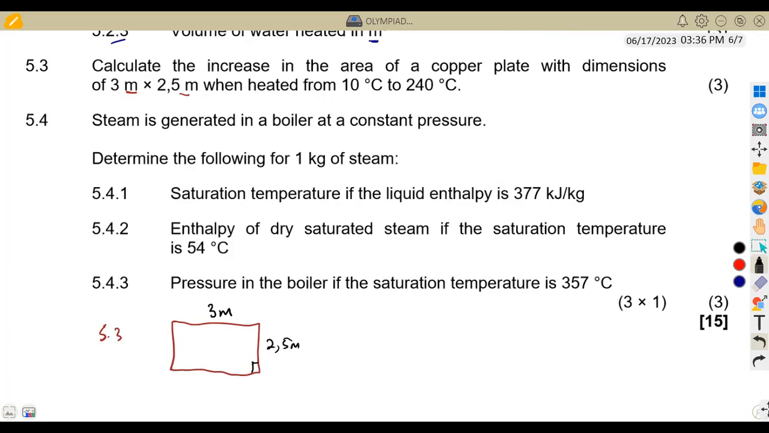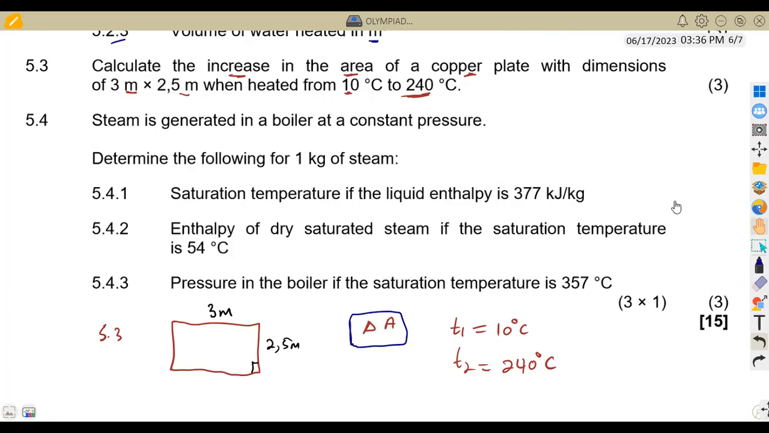All right. So the question is to calculate the increase in area, meaning to say we are talking about the change in area in this case, of a copper plate with dimensions. These are the dimensions. It is heated from this temperature to this temperature. So meaning we've got T1, which is 10 degrees Celsius, to this temperature, which is our second temperature, which is 240 degrees Celsius. So how can we calculate the change in area?